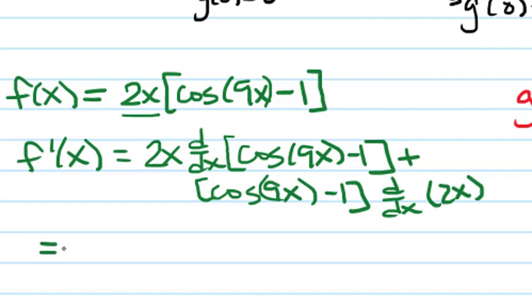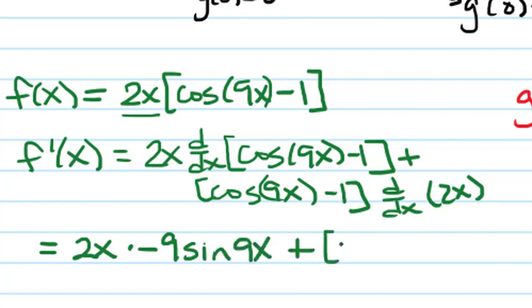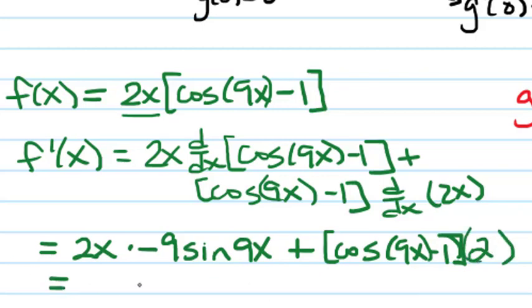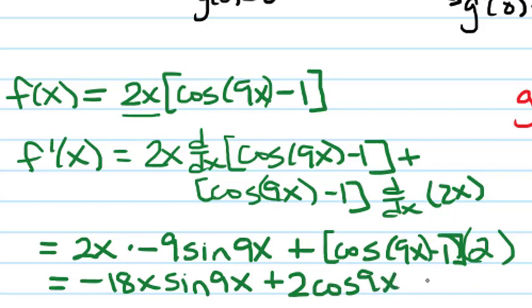So that's going to be equal to 2x times the derivative of cosine of 9x, which requires the chain rule. The derivative of a cosine is negative sine, but since we have something other than x here, it's going to be the negative sine of 9x times the derivative of 9x, which is 9. So this is actually going to be negative 9 sine of 9x. Plus, we have cosine of 9x minus 1 times the derivative of 2x, which is just 2. Simplifying a little bit, this is going to be negative 18x sine 9x plus 2 cosine 9x minus 2.